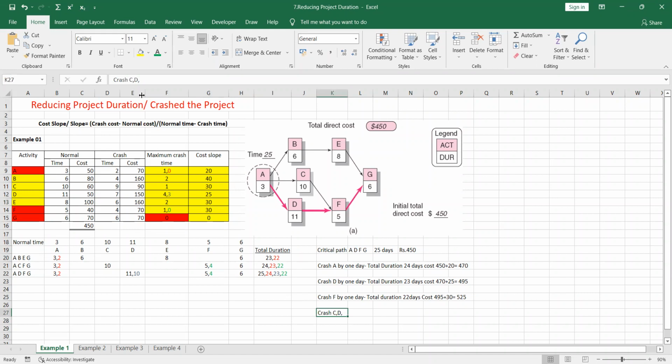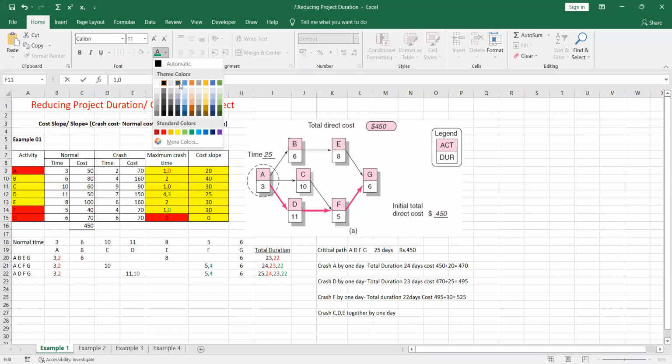So we are crashing C, D, E activity together by one day. Each of these three activities we crash by one day. C activity crash by one day means C activity is now 0. You have to cut 1 and make it 0, right? After making it 0, that means C activity cannot be crashed further.